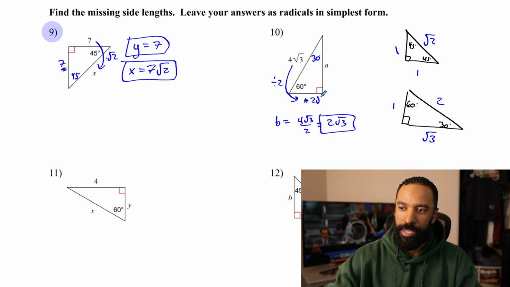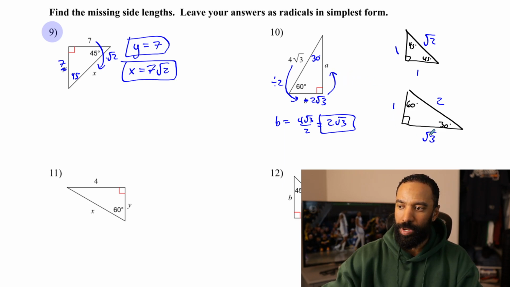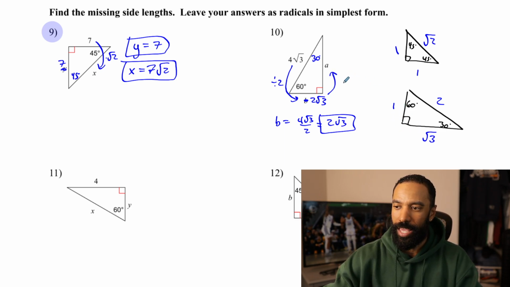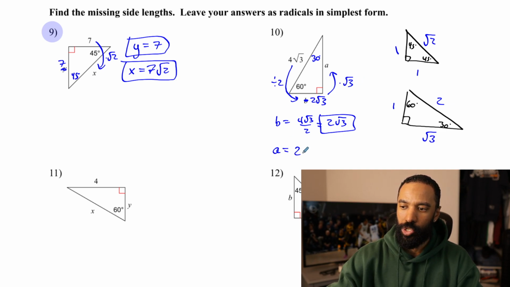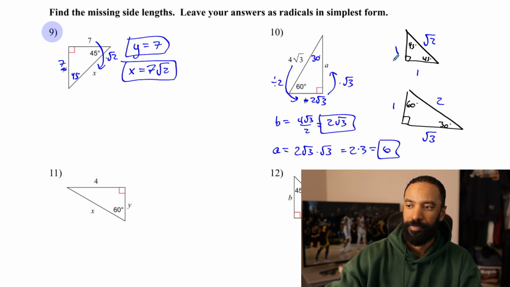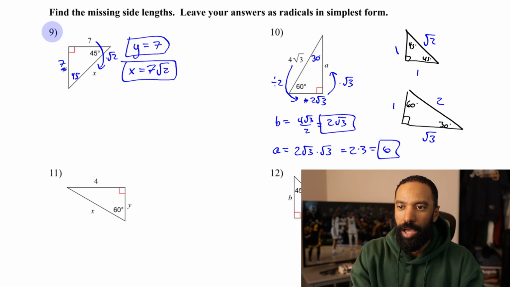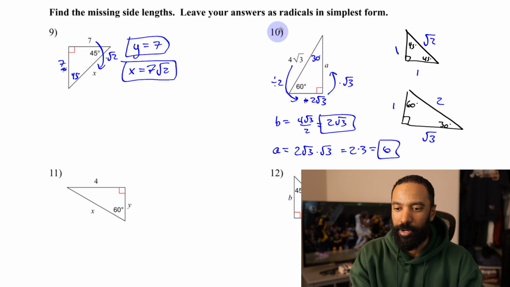Now that I know that B is 2 root 3, I actually want to use that to get A. Being root 3 times larger than that short leg, let's multiply that thing by root 3. A is 2 root 3 times the square root of 3. Root 3 times root 3 is 3, and 2 times 3 is 6. And that is A's value right there, 6. I didn't mark up number 10, I'm sorry. Boom, there it is. All right, number 11.